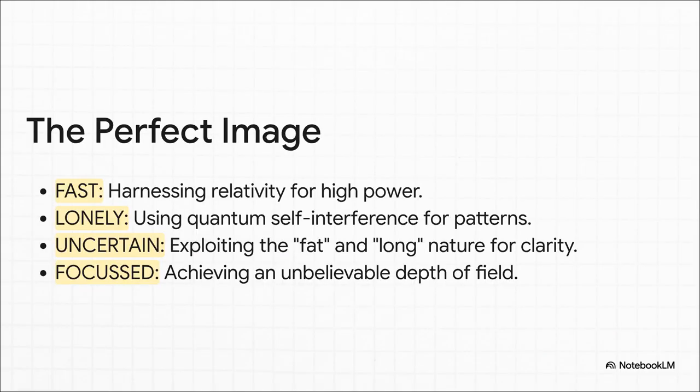So you see, none of these things work alone. That perfect atomic scale image is a masterpiece created by the teamwork of these four properties. You need the fast electron to get the power from relativity. You need the lonely electron for quantum interference. You need the uncertain electron for clarity. And you need that ridiculously focused electron for that incredible depth. It's this beautiful dance between relativity, quantum mechanics, and optics.